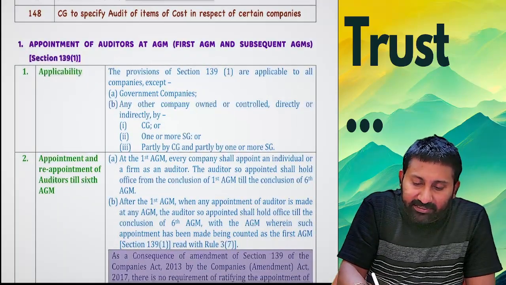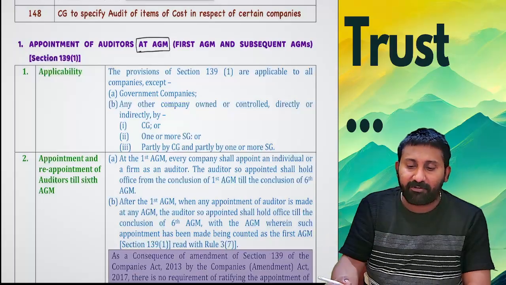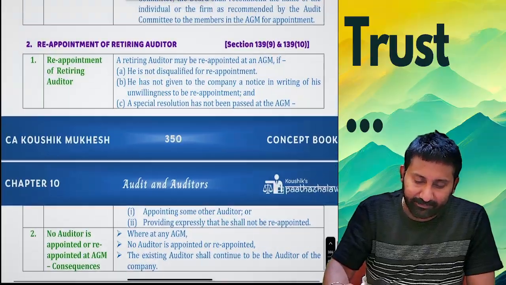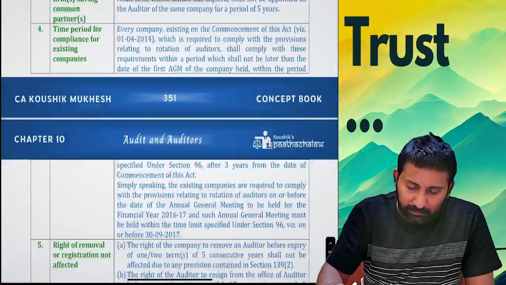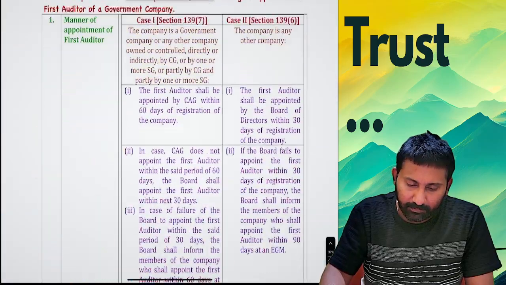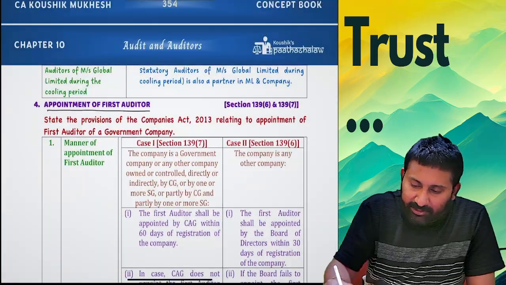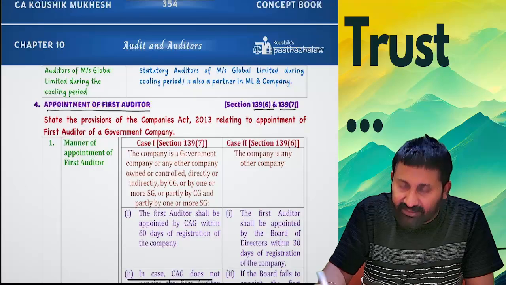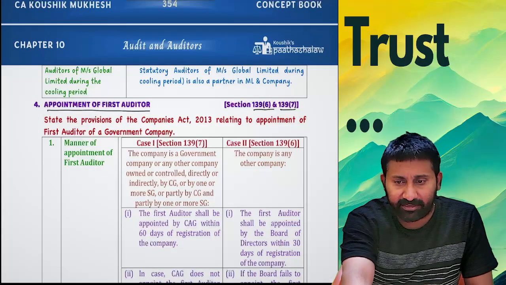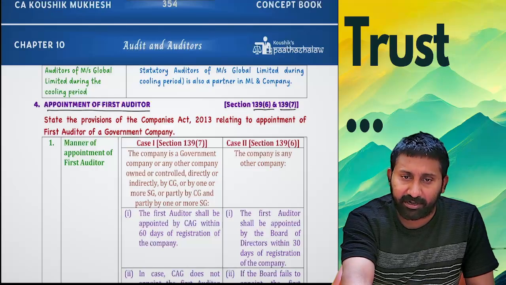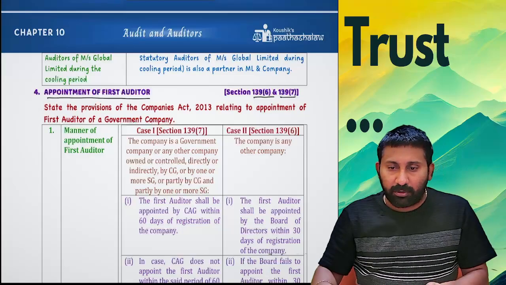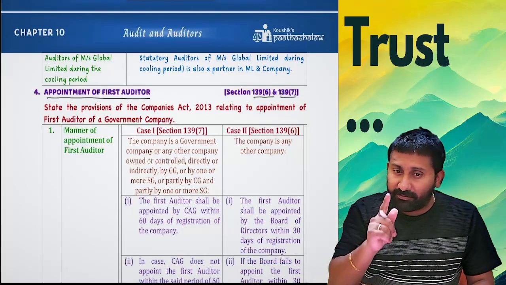Appointment of auditors at the AGM. There is another connected section to this: appointment of first auditor, 139.6, 139.7. Two connected sections we are going to read first. Both are in 139, but we are going to divide them and read for understanding purposes. Okay, let us begin. So let us first start with the concept of first auditor.